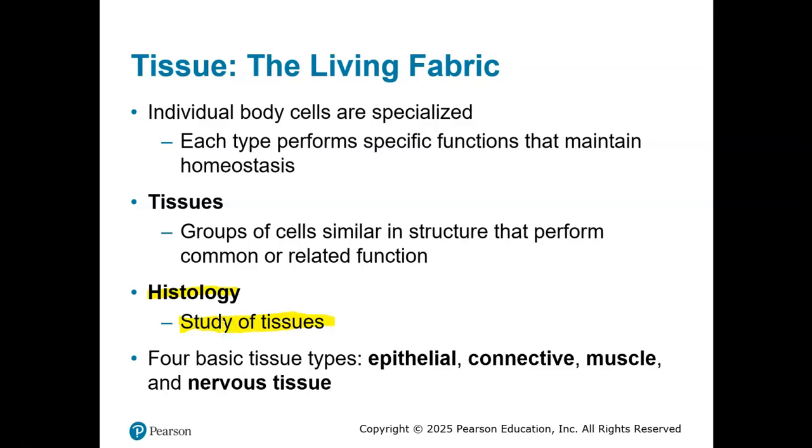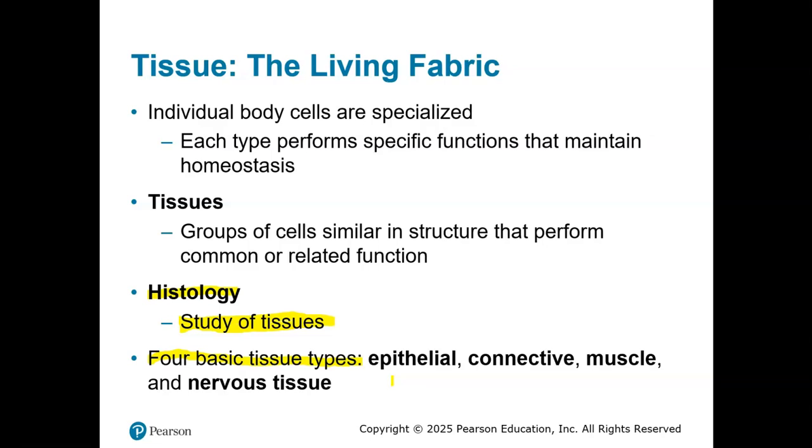There are 4 basic tissue types in humans, and that is epithelial, connective, muscle, and nervous. So make sure you know the name of each of the 4 tissue types, and then we're going to cover them in more detail. But the 4 tissue types are epithelial, connective tissue, muscle tissue, and nervous tissue.